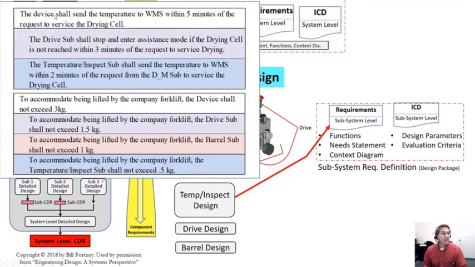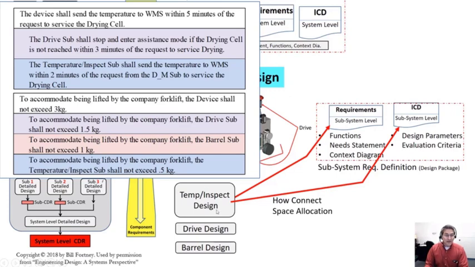So for example, just a couple, we have a system requirement that it's got to send a temperature within 5 minutes. Well, we already saw the example. That means the drive subsystem is going to get some of that 5 minutes. The temperature is going to get some more. Another one was we had a weight requirement. Well, that weight requirement has to get defined to each subsystem. Now, it's going to be hard to do this allocation before we begin to start working on the details of these. So as we work on the details, we know enough to begin to define these requirements.